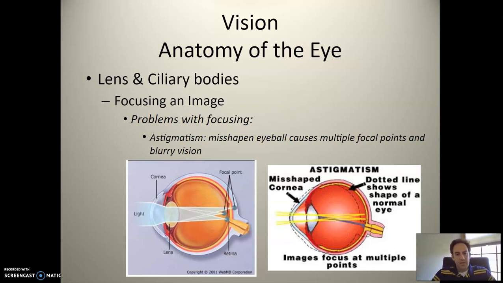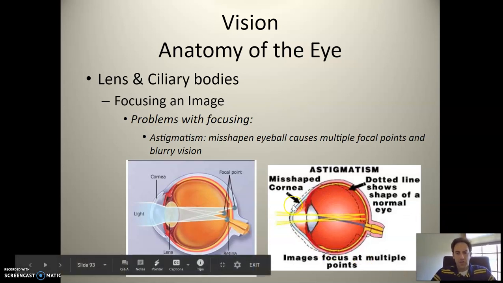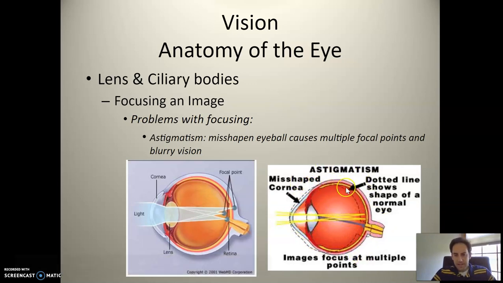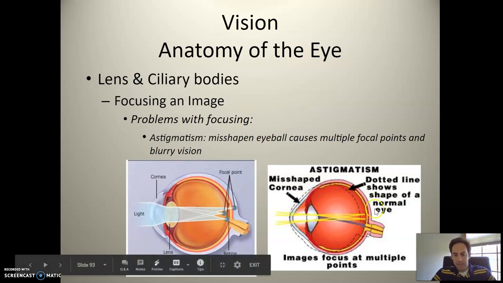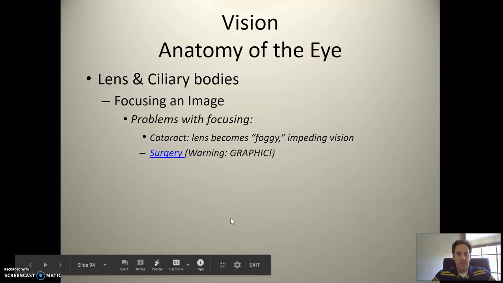Astigmatism is another issue with focusing. Here it's actually the shape of the eyeball that's the problem. The dotted line is the normal shape. In astigmatism, it's a little bit elongated, kind of like a football almost. That can cause light coming in at different angles to focus at different points. That's going to create multiple what are called focal points on the retina and blurry vision.